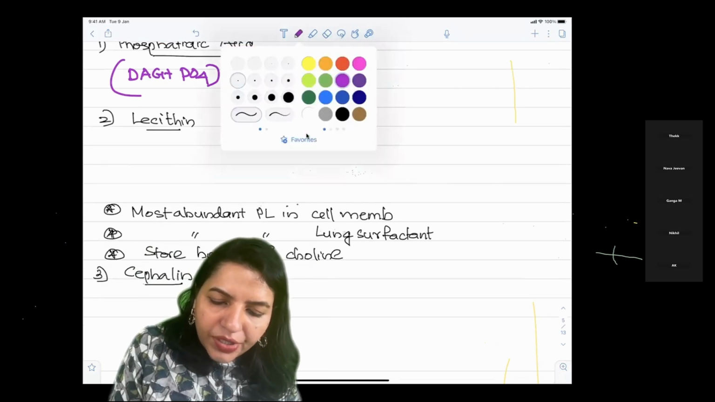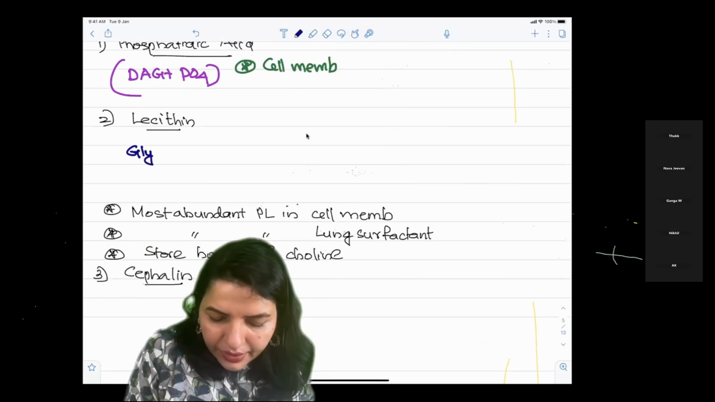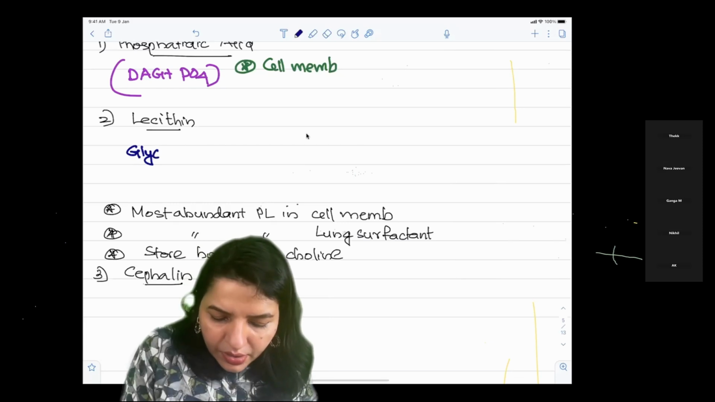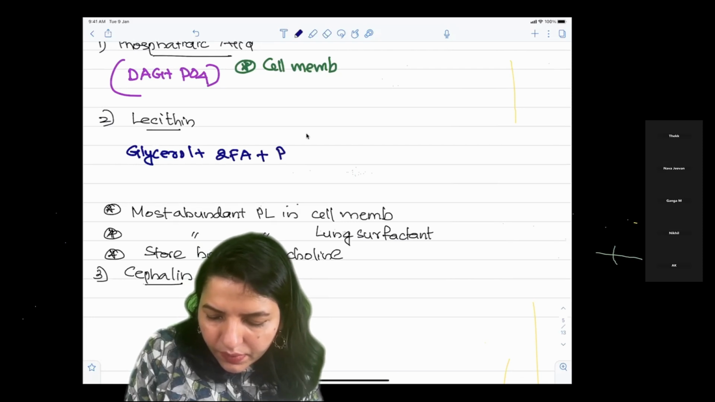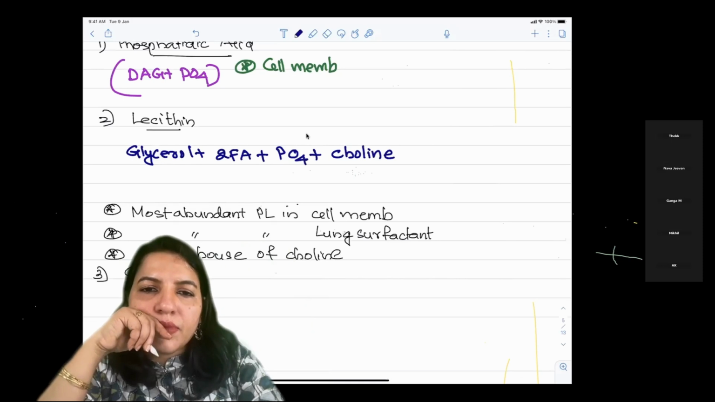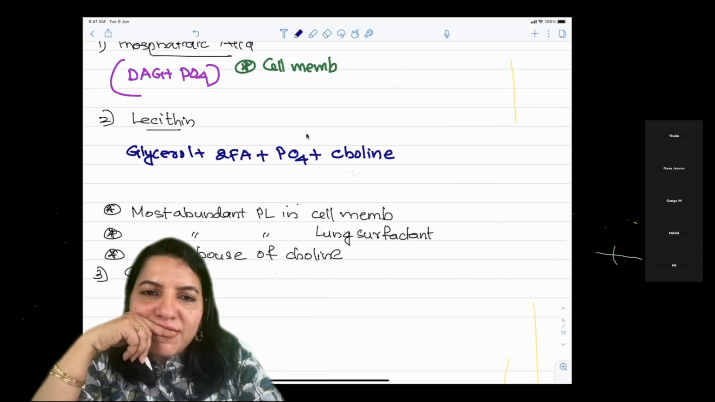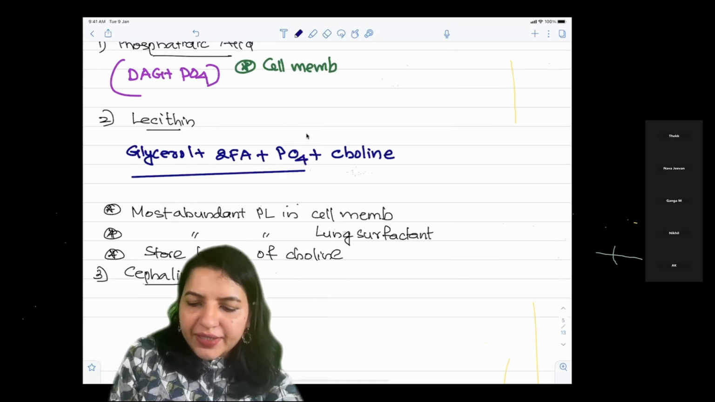Now I will write the components. You have to tell me the name. I'm going to tell you the components. Glycerol, very good. So up to this is phosphatidic acid, right? Up to this is phosphatidic acid plus choline.